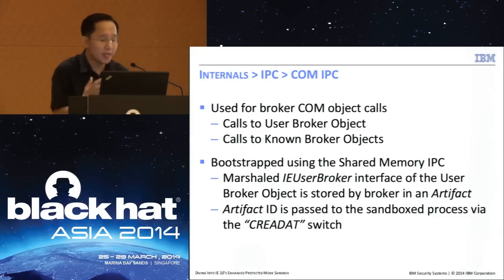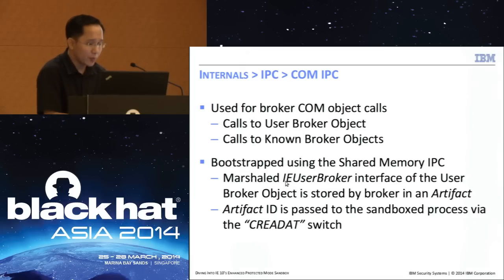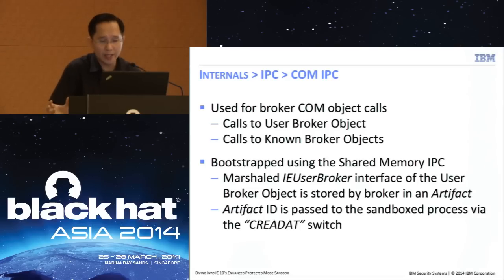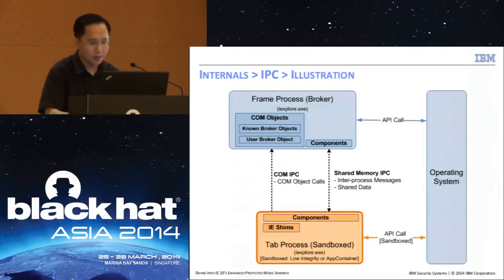COM IPC is the second IPC mechanism used. It is used by the sandbox process to invoke the services exposed by COM objects in the broker. It is bootstrapped by the broker by first marshalling this particular interface of this particular user broker object. Once the interface is marshalled, it will be transferred to the sandbox process via the shared memory IPC. So I have an illustration.